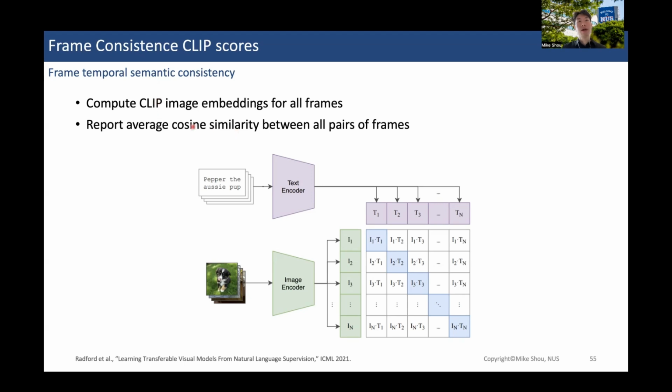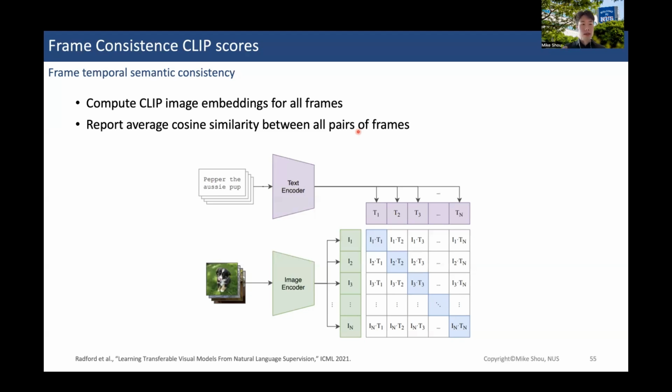We extract the CLIP image embeddings for all frames, and then average and report the similarity between all pairs of frames. This only uses the image embeddings and looks into the similarity between different image embeddings.